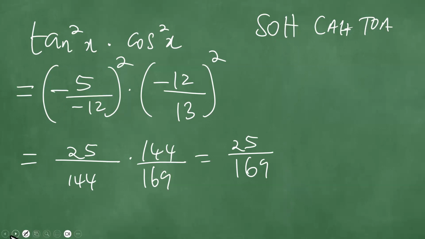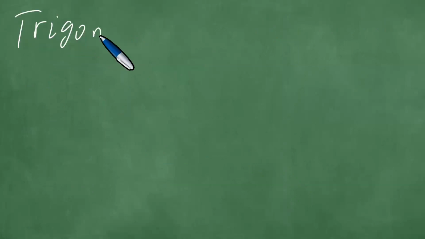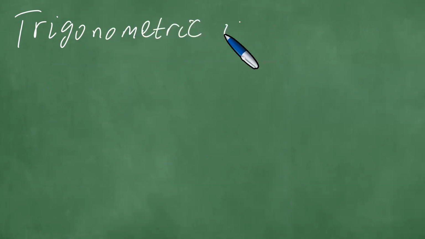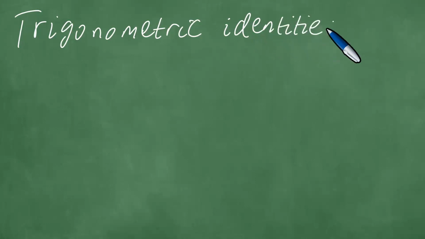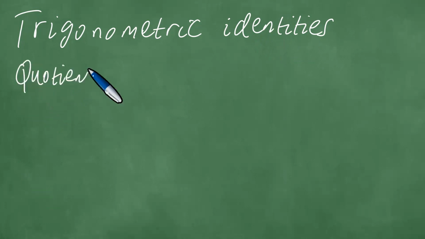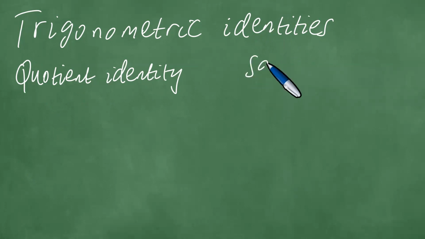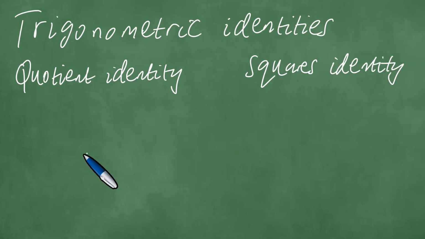Now, there are certain things that I want us to remember. Let us look at some identities that must be remembered. So, trigonometric identities. What are the trigonometric identities of choice? There's something we call the quotient identity, and there's something that we call the squares identity. These things will be availed to you. The video will be posted to you.